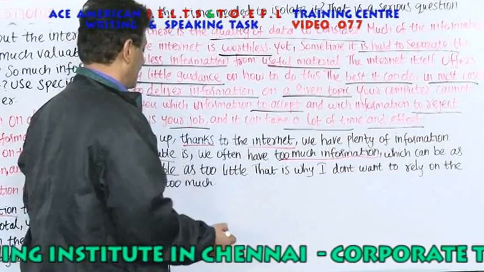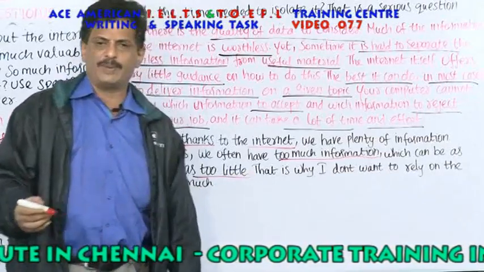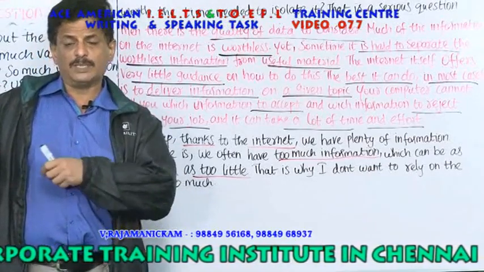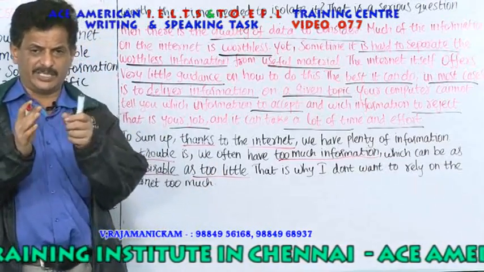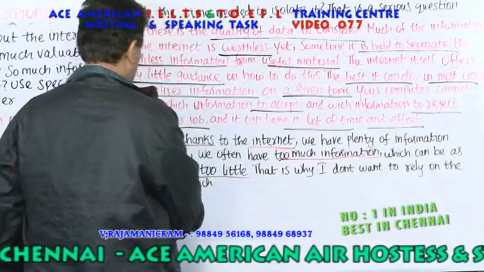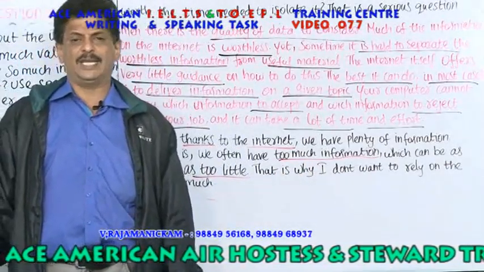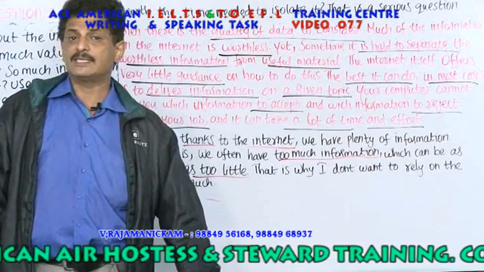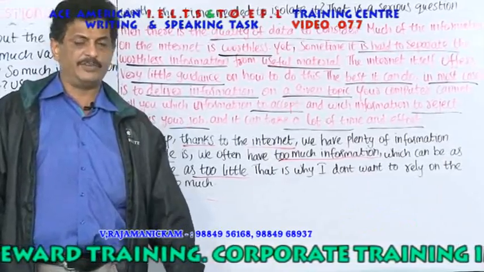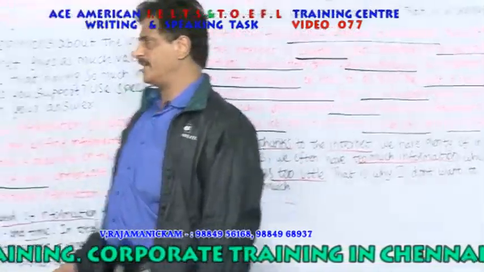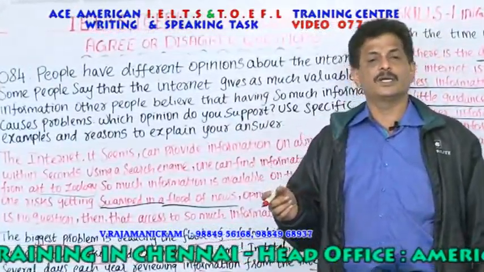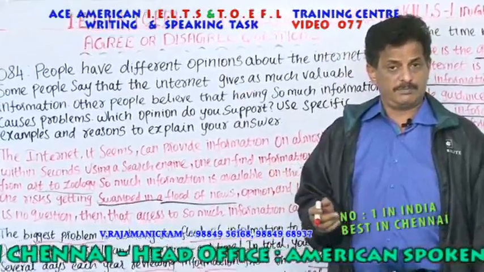Here finally he comes to a conclusion, stating that, to sum up, thanks to the internet, yes, fine, we have plenty of information. The trouble, he says, is that we often have too much information, which can be undesirable. It is not necessary, just as too little is also bad. Too little information is bad, and too much information is also bad. So we are not on the middle path.